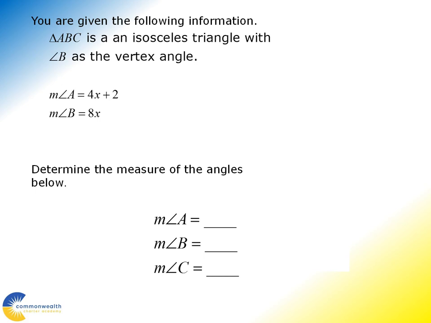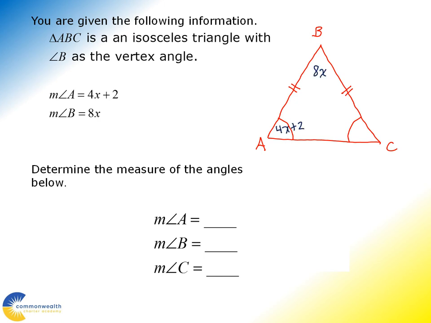As I go through this, since they describe the isosceles triangle to us, it's a good idea to draw it. Since B is the vertex angle, it's the angle made up of the two congruent sides, and angles A and C would be the two angles that are congruent to each other in the isosceles triangle. So I can say that angle A is 4x plus 2 and angle B is 8x because that's what I was given. But I can also say C's measurement is also 4x plus 2 because I know it's congruent to angle A.